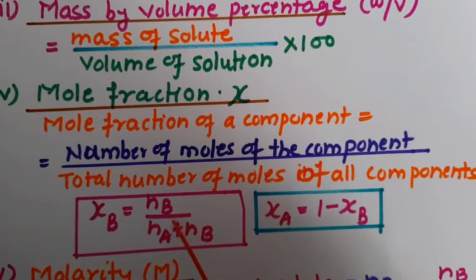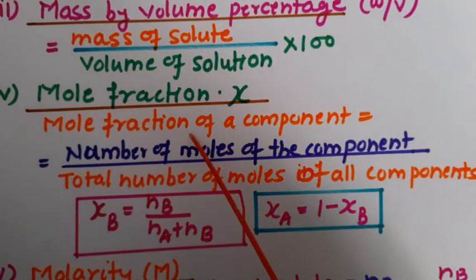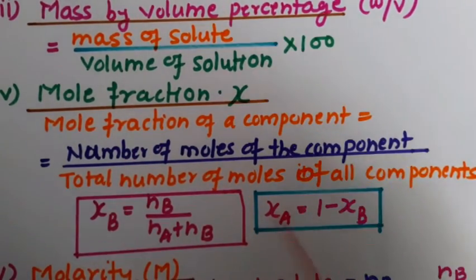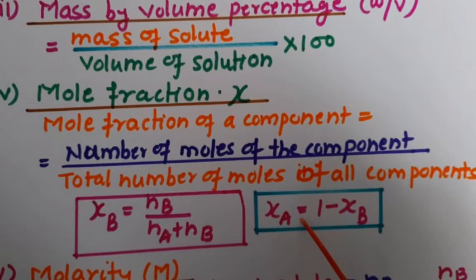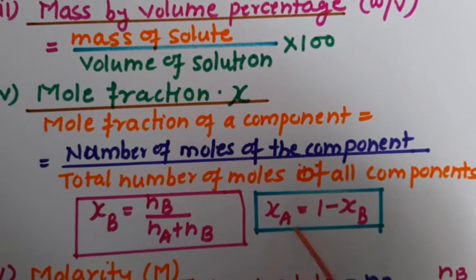And if it is a binary solution, once you have calculated chi B, that is the mole fraction of the component B, you know that the fraction is defined with respect to 1. So chi A can be easily calculated by subtracting chi B from 1. So 1 minus chi B will give you chi A.